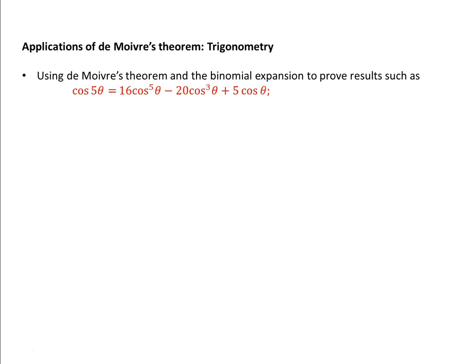De Moivre's theorem can be used to obtain trigonometric results, in particular results for multiple angles such as cos 5 theta equals 16 cos to the 5 theta minus 20 cos cubed theta plus 5 cos theta. And we'll see some examples of this later in this video.